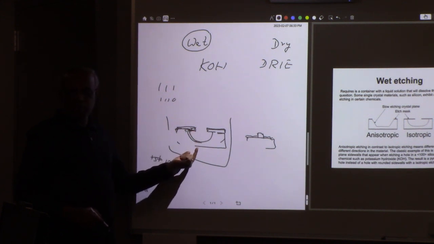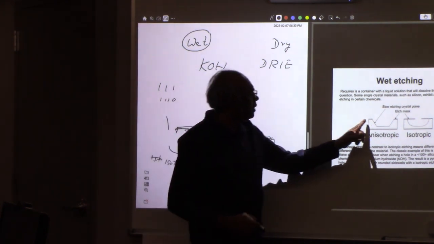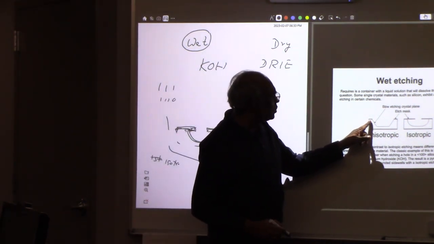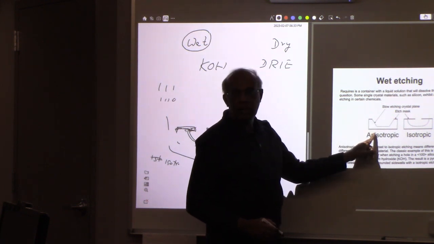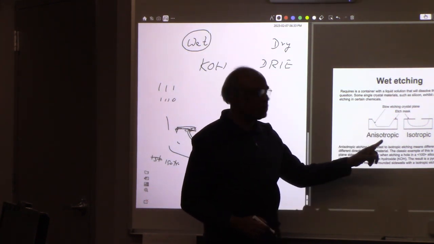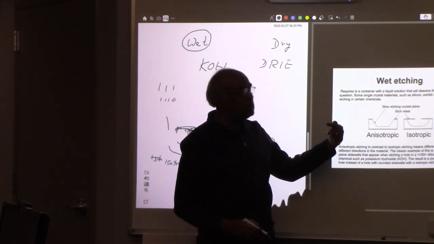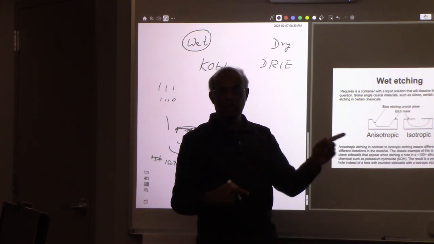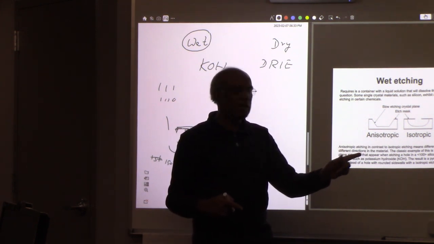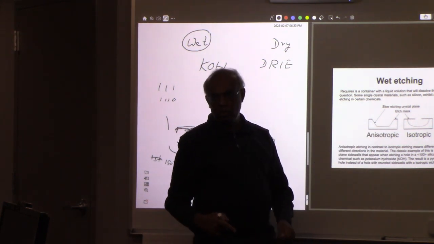That's the isotropic etching. But sometimes it can etch like this one. You can say you are almost no undercut, but this depth is much larger. So there's not much control because your directional etching is very different. 111 has a certain etching rate and 100 has a different etching rate. That's why you have this, because this is anisotropic.